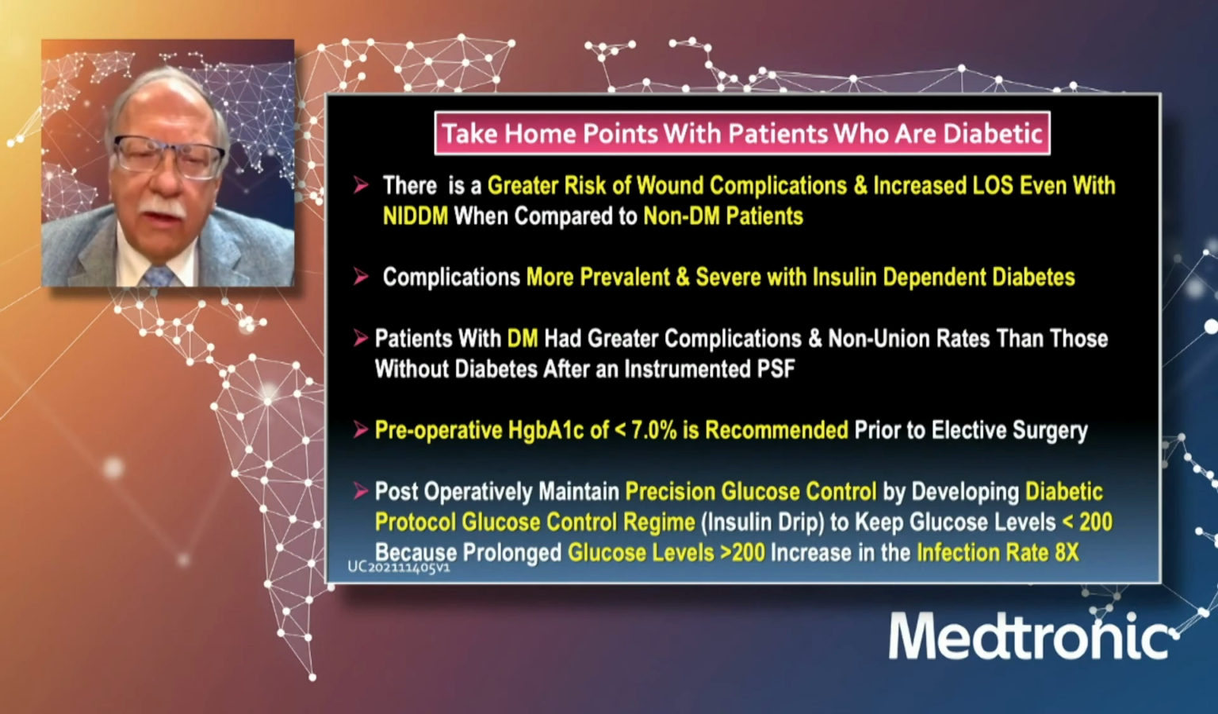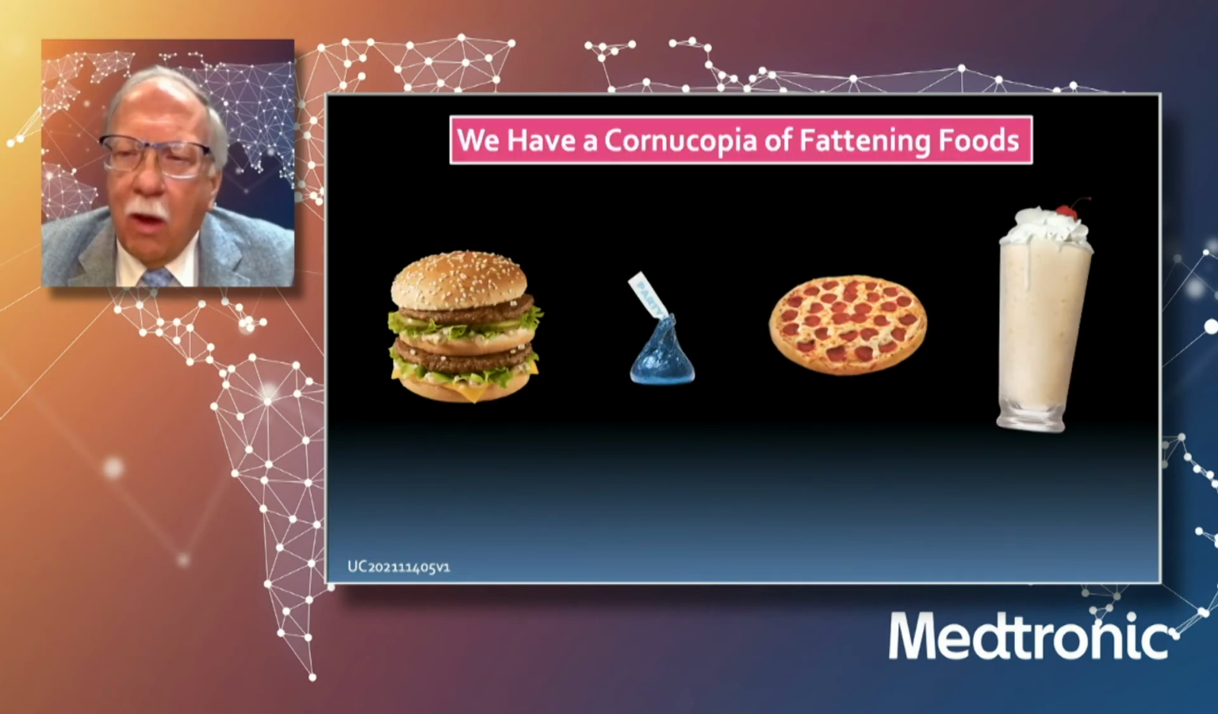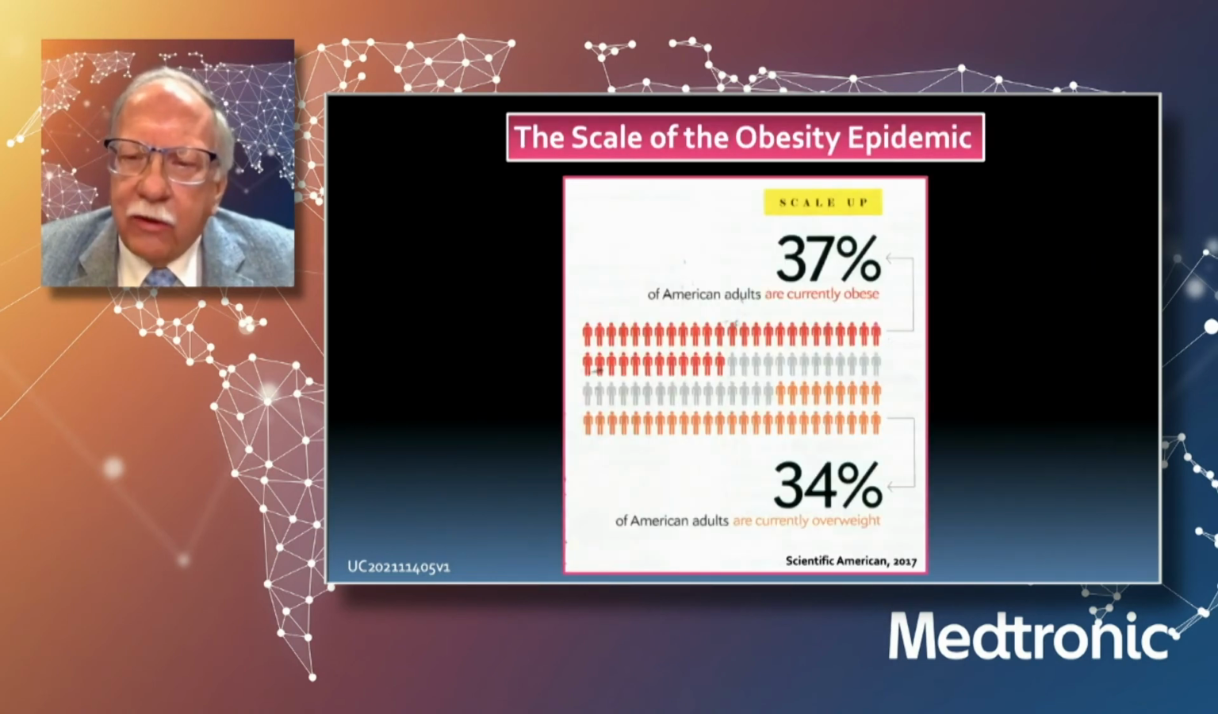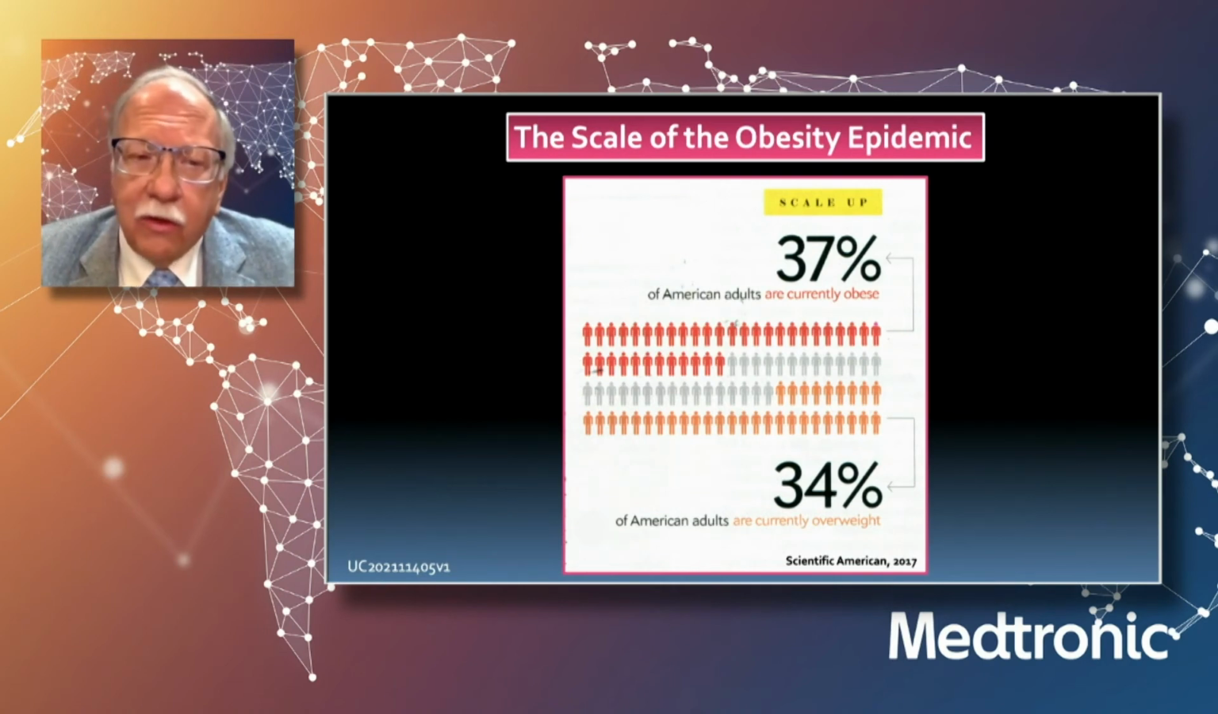We'll talk about obesity next. This is a big problem in the United States. Basically, we like all our pizza and everything else. And so as a consequence of this, in this country, we have about a third of our people overweight, and a third are just frankly obese. So this is a real problem with our surgical intervention.